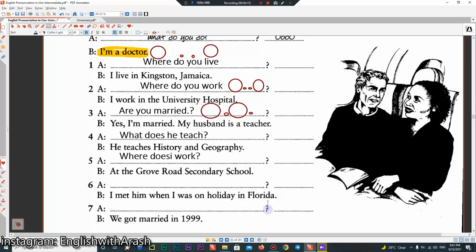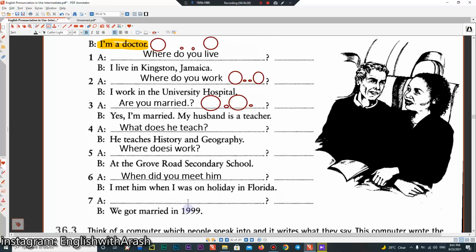Number 6. I met him when I was on holiday in Florida. When did you meet him? Good Puya. When did you meet him? And we got married in 1999.